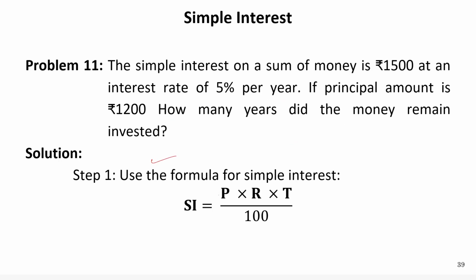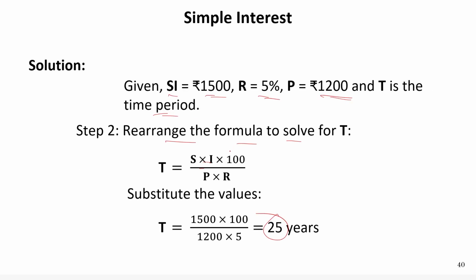So if a simple interest on a sum of money is 1500 at an interest rate of 5% per year, the principal amount is 1200, then how many years did the money remain invested? So it remained invested for 25 years.